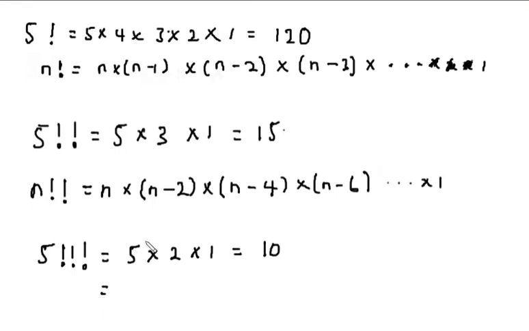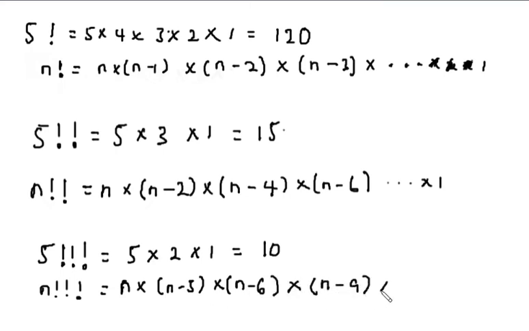So this should be n triple factorial. So this should be n times (n minus 3) times (n minus 6) times (n minus 9) times, and then until you get to times 1. Okay, so that's how to solve for double factorials and triple factorials.